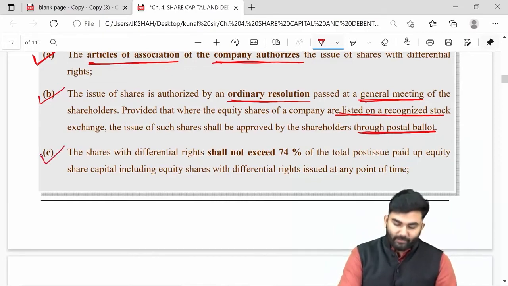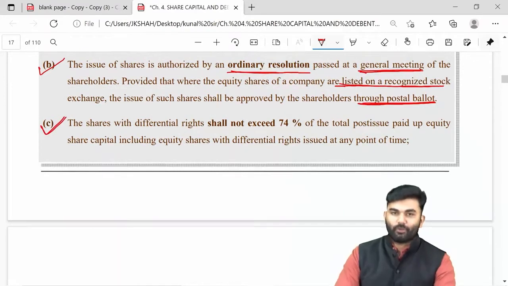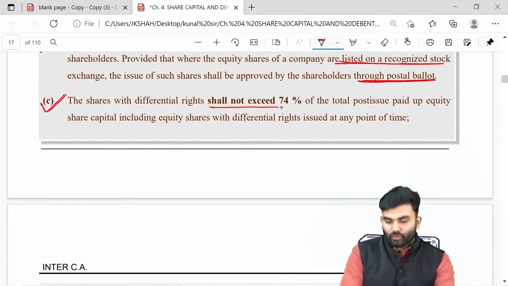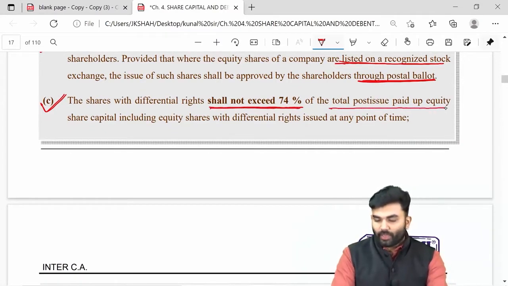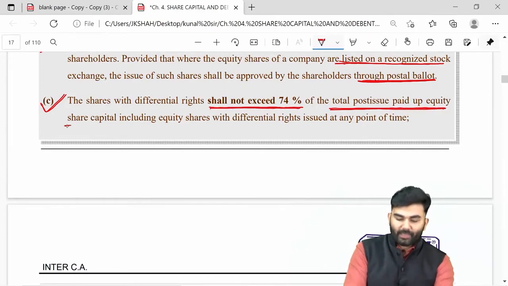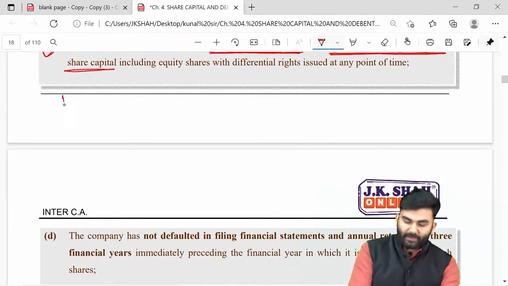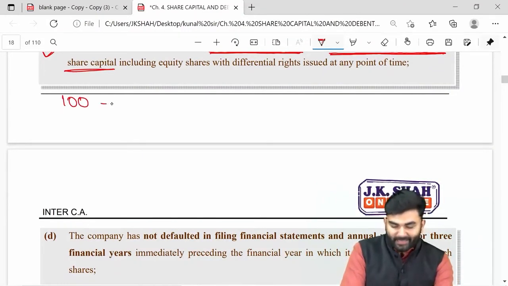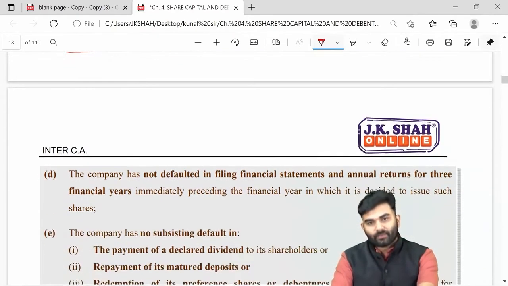Always remember, after issuing equity shares with differential voting rights, the ratio of such shares should not exceed 74% of the total post-issue paid-up equity share capital. So if the paid-up equity share capital is 100 rupees, just for example, then the maximum equity share with differential voting rights can be 74 rupees.